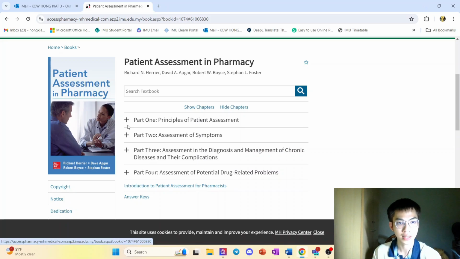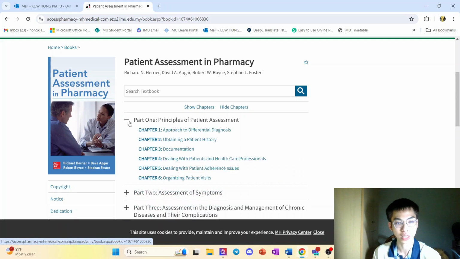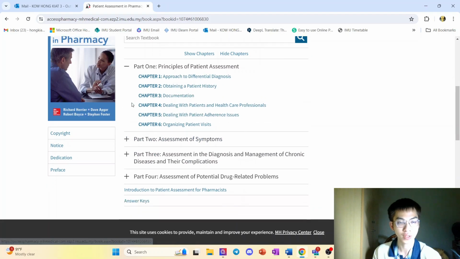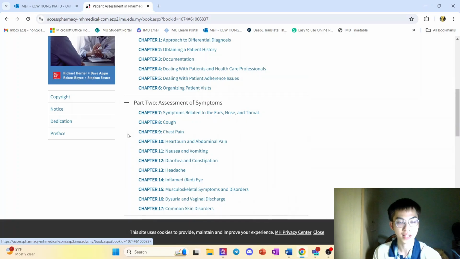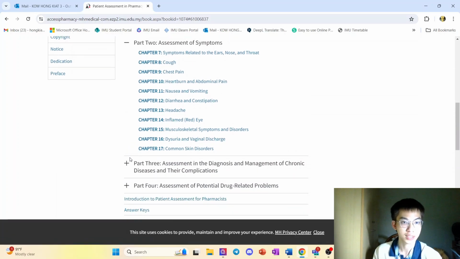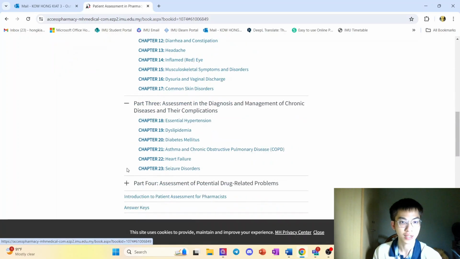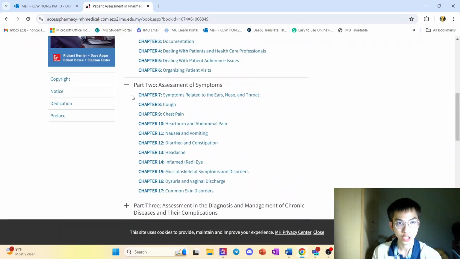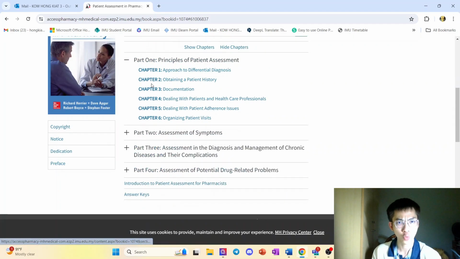As you can see over here, there's the plus sign, and when you click on the plus sign, it shows the sub-chapters for every single part, and you can press this minus to hide them. Every single part consists of several sub-chapters. As you can see here, they have a lot of subtopics. So part 1, the principles of patient assessment, has 6 chapters here.